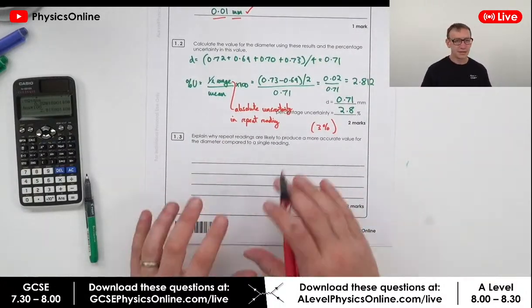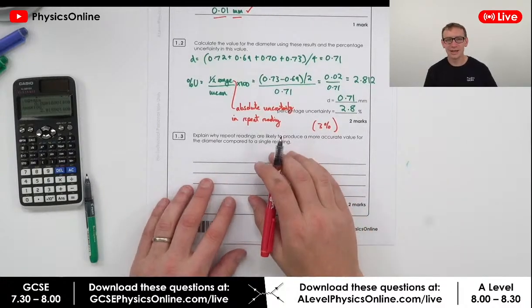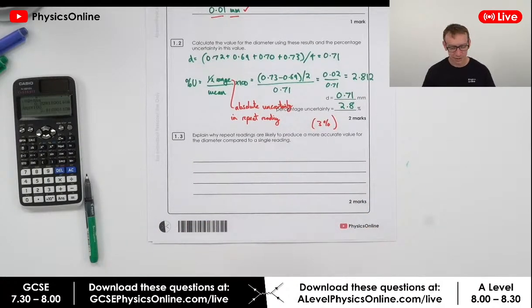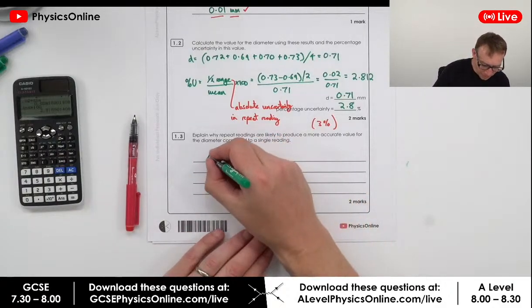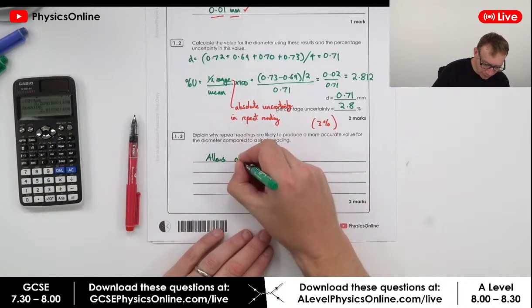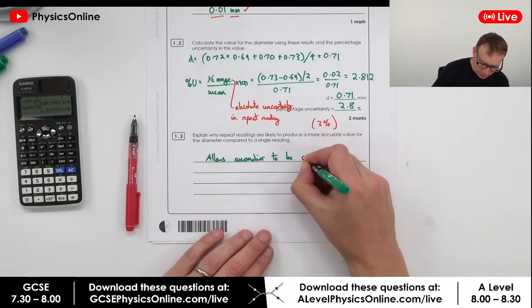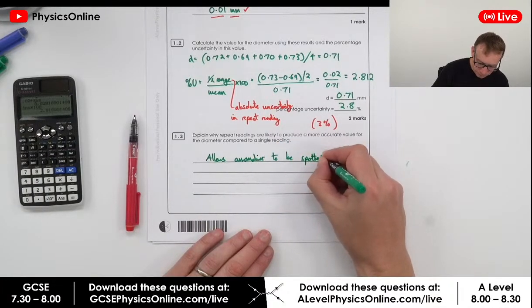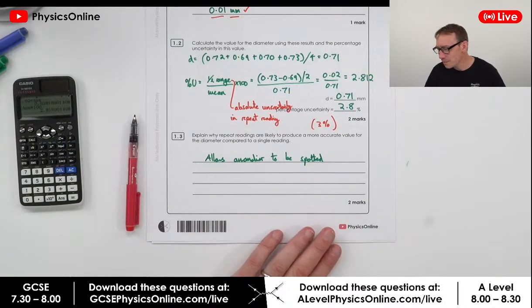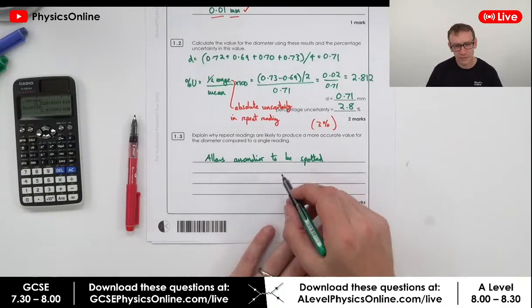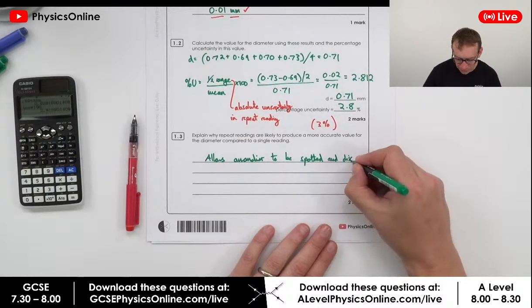Explain why repeat readings are likely to produce a more accurate value for the diameter compared to a single reading. This is a GCSE question. There's nothing here that a GCSE student couldn't answer. Why is it we take repeats, is all it's saying. Basically, it allows anomalies to be spotted. Also, if anomalies are spotted, then you can discard them.